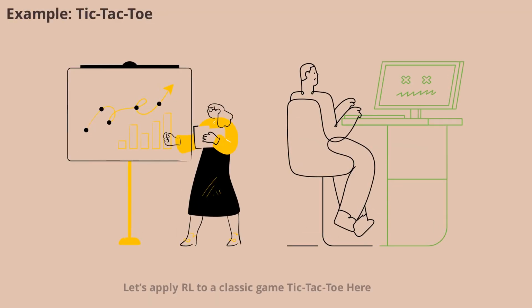Let's apply RL to a classic game, Tic-Tac-Toe. Here, the agent learns to play by playing thousands of games against itself or an opponent. It updates its strategy based on wins, losses, and draws, gradually improving its gameplay. This example shows how RL can be used for game AI.